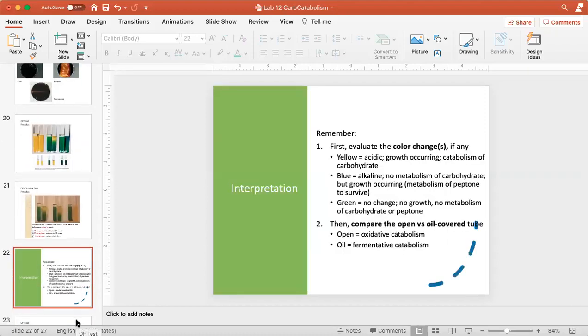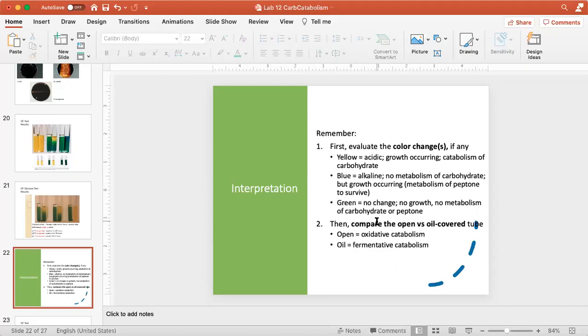First, evaluate the color change. You've seen this slide before. Yellow means acidic, growth is occurring, catabolism of carbohydrate. Blue means alkaline, growth is occurring, but there's no metabolism of carbohydrate. That one is metabolizing peptone. Green means no growth, no change in pH, no growth, no metabolism going on. That's what you look at first.